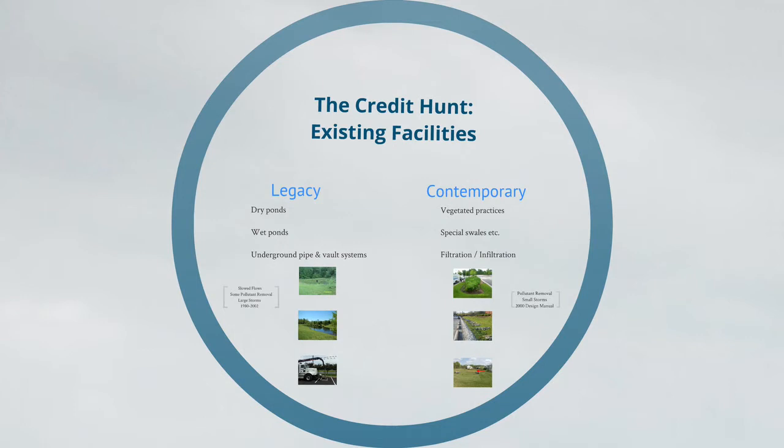On the hunt for a credit, one of the first questions to ask is, are there existing stormwater facilities on the site? If there is, if they are legacy facilities, then you may end up having to do additional work before you can receive a credit. But let's talk a little bit about what these legacy facilities are.